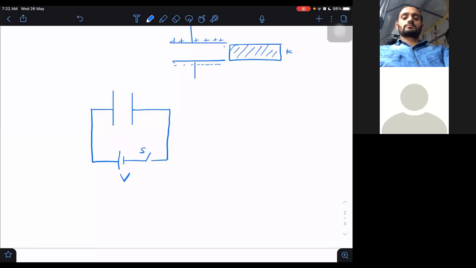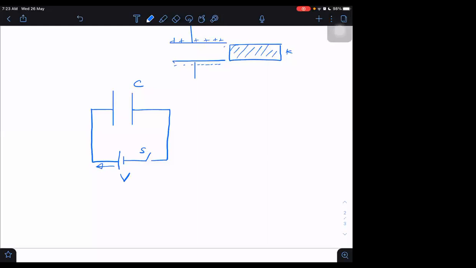Can you tell what it would be? Capacitance of the capacitor is C. Half CV square will be the energy stored. And what will be the work done by the battery? How much charge will it supply? Charge Q, and the circuit gives Q equal to CV. So work done by the battery is clearly Q into V, that will be CV square. But potential energy stored will become half CV square.